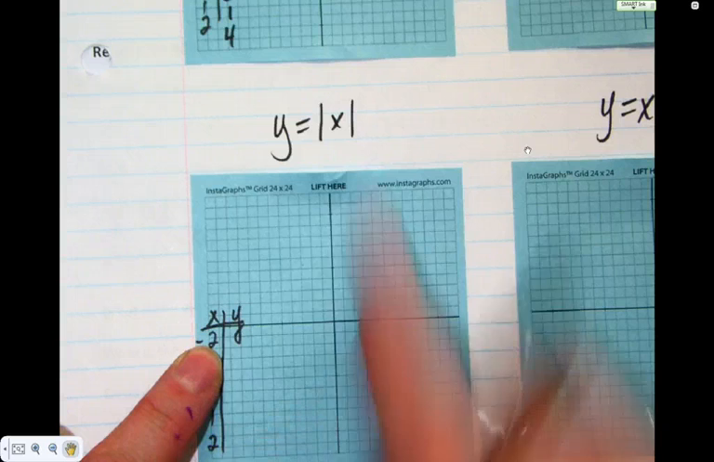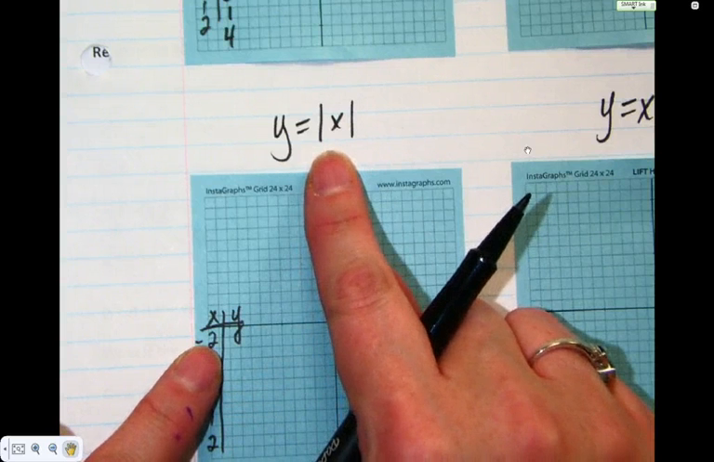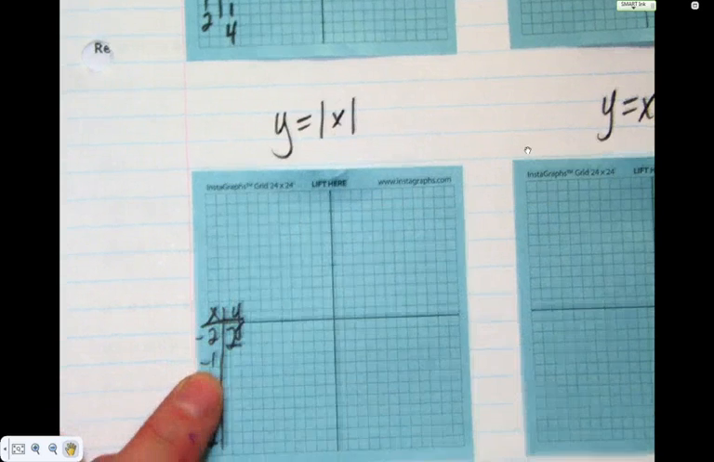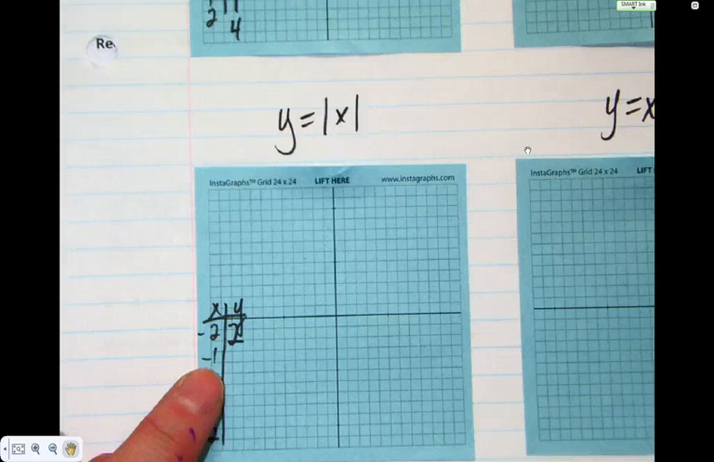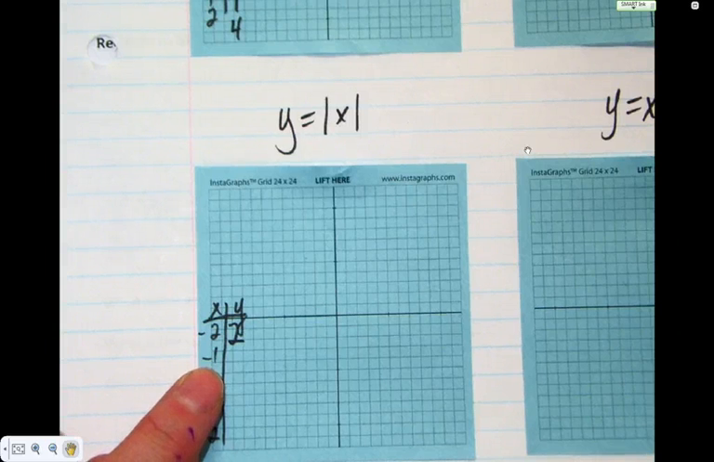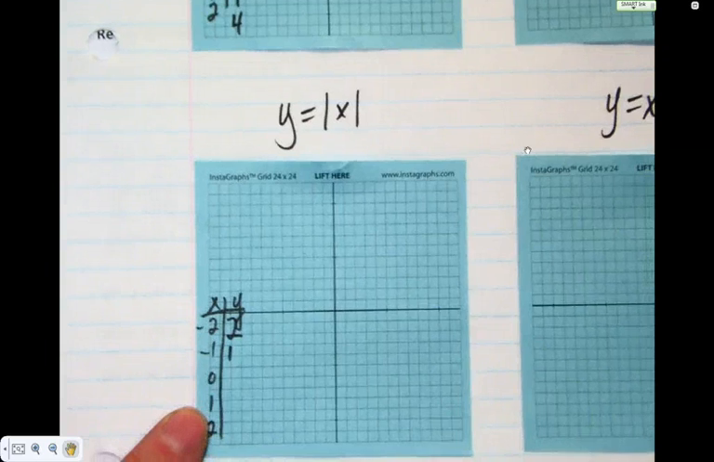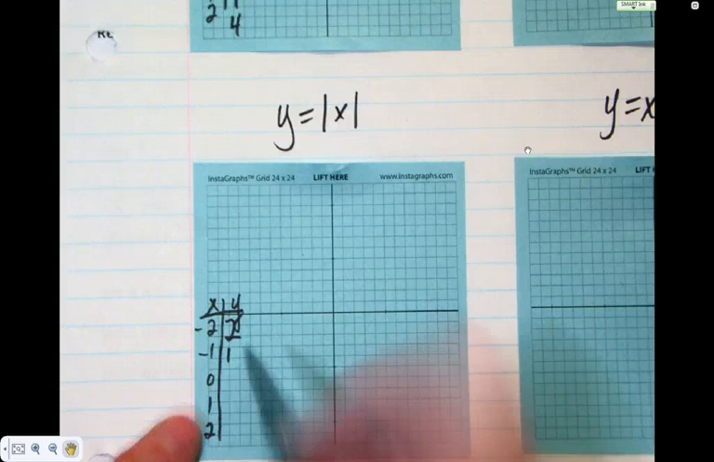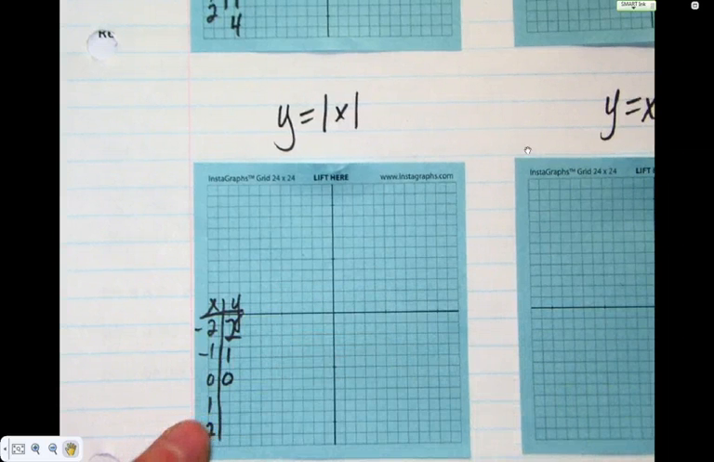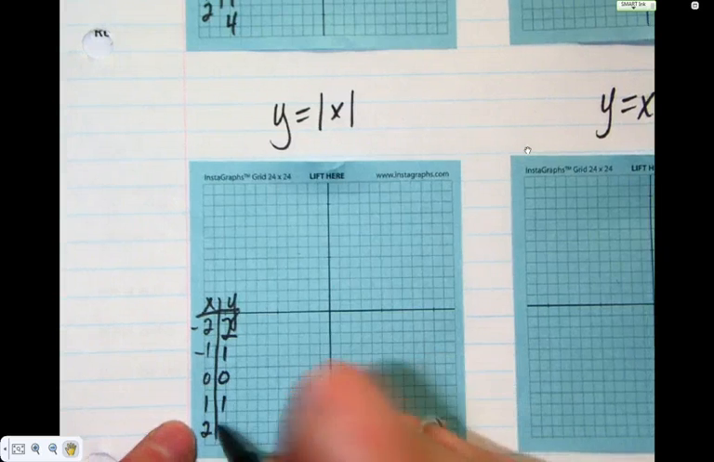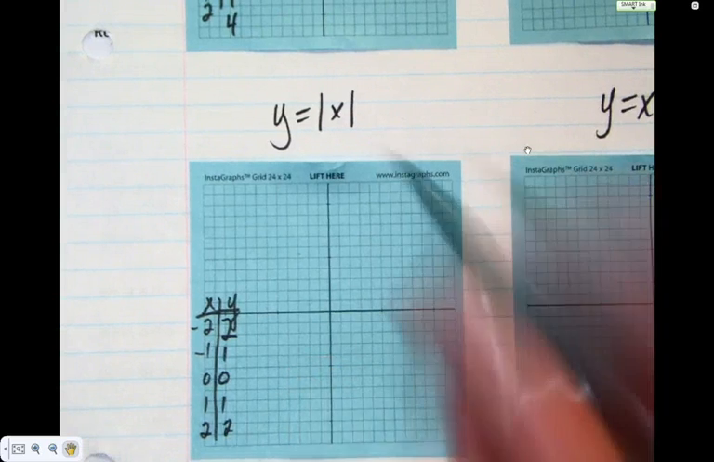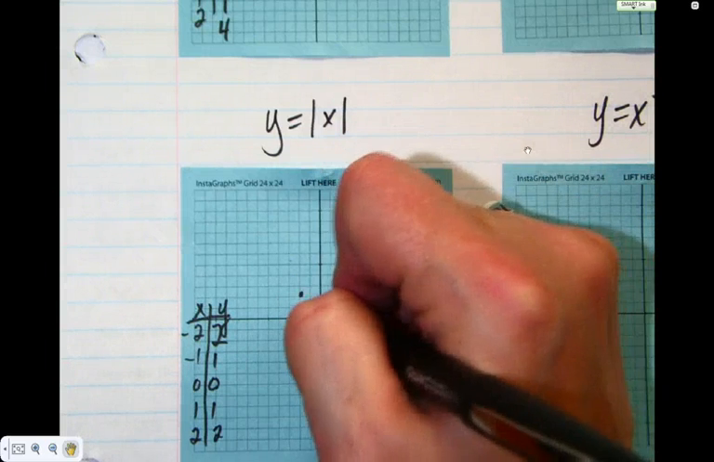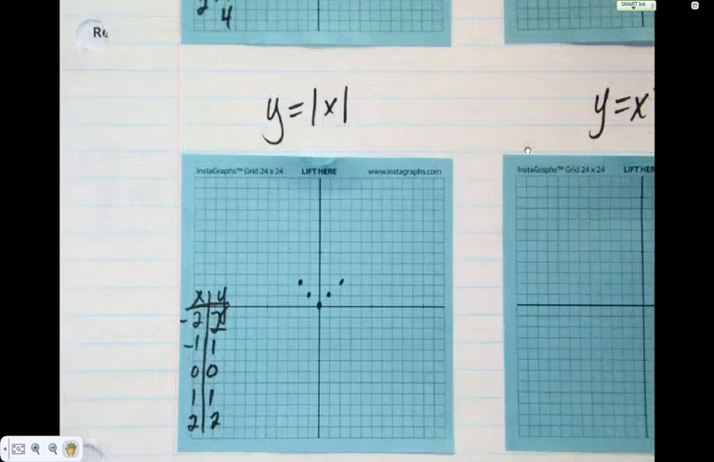So -2, if we put it into the function, absolute value of -2 means how many units are there between 0 and -2? 2. Absolute value of -1 means how many units are there on a number line between 0 and -1. Absolute value of 0 means how many units between 0 and 0? 0. Absolute value of 1. Absolute value of 2. Okay, so plotting the points: -2, 2; -1, 1; 0, 0; 1, 1; 2, 2.